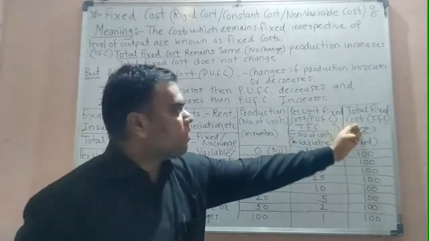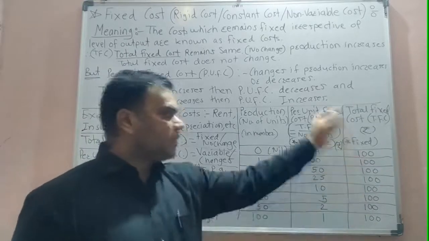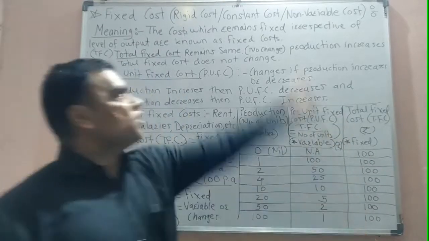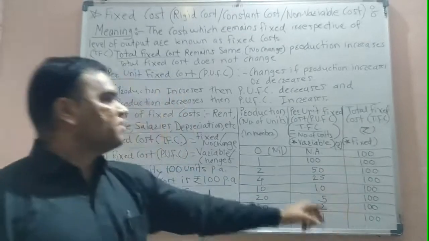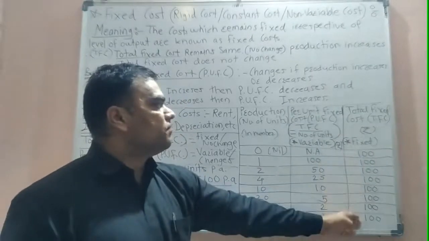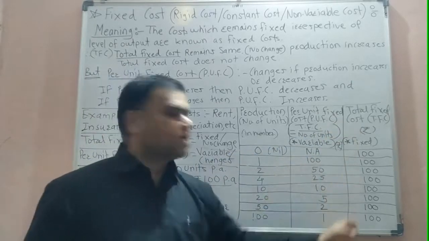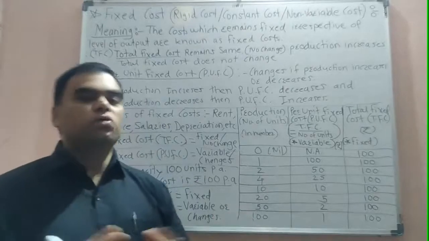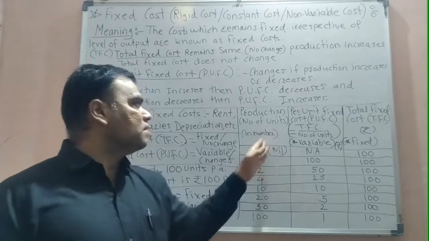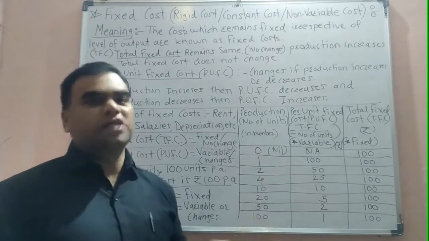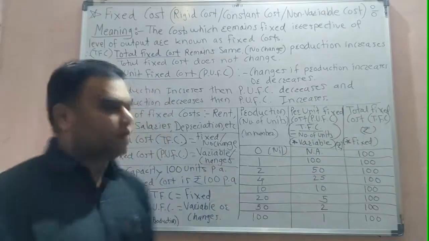So total fixed cost doesn't change. It remains the same. It is fixed. It remains constant. That's why it is non-variable. It doesn't vary. That's why it is called fixed cost. So total fixed cost has no relation with the volume of production. It is neutral. It will not increase or decrease, whether you increase the production or decrease the production.